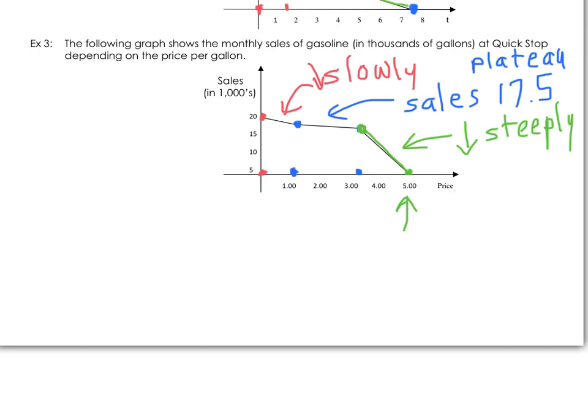So from 0 up until about $3.25, people are still willing to buy a lot of gasoline. But once it hits $3.25, the demand for it, the number of gallons that you can sell, sharply declines. That's all for this section.